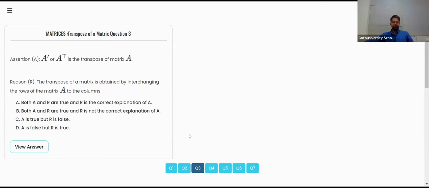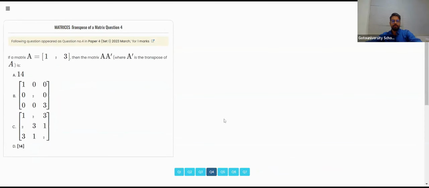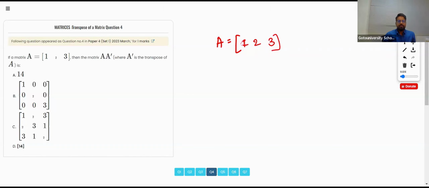Yes. So we are done with this question, right? If a matrix A is a row matrix, can you see? Yes, it's a row matrix. A is given by 1, 2, and 3. Then AA dash, where A dash is the transpose of a matrix. We have to now find A dash. So what is A dash or A transpose? 1, 2, 3.